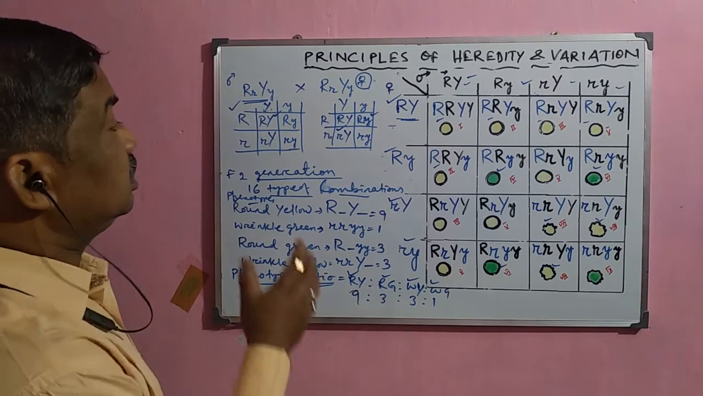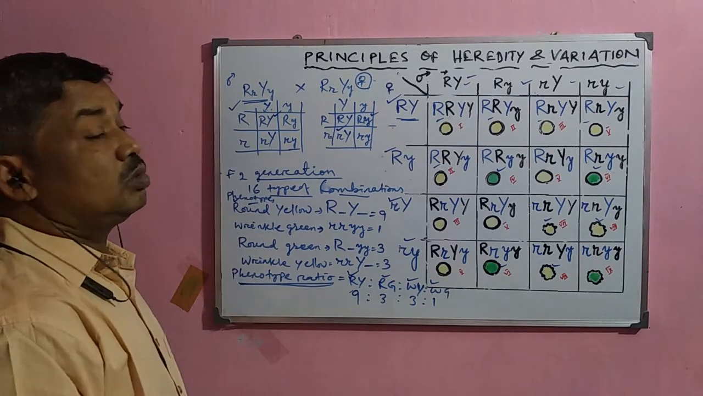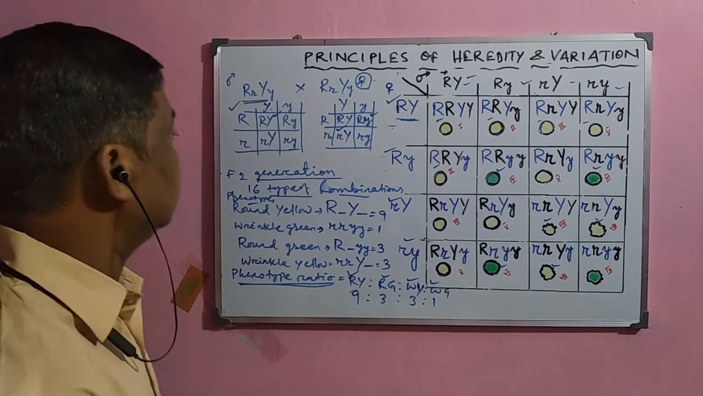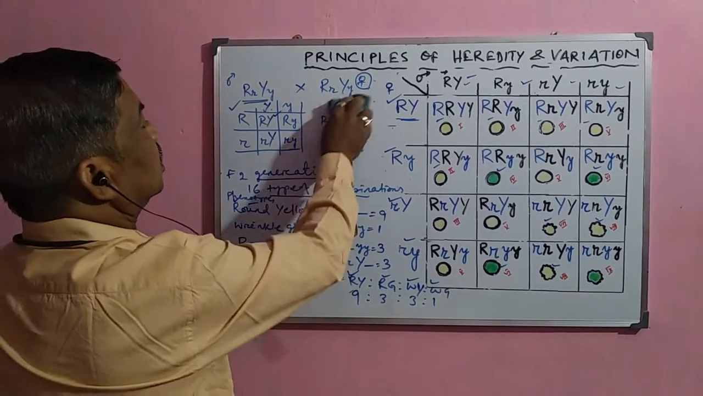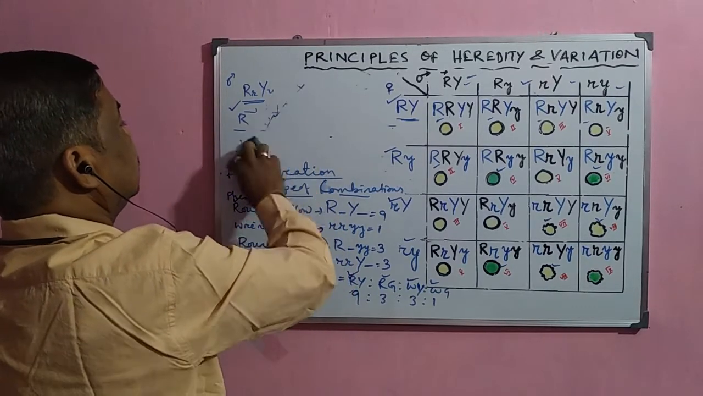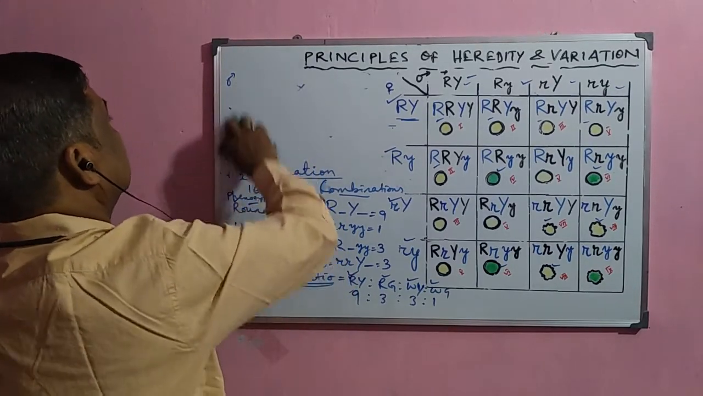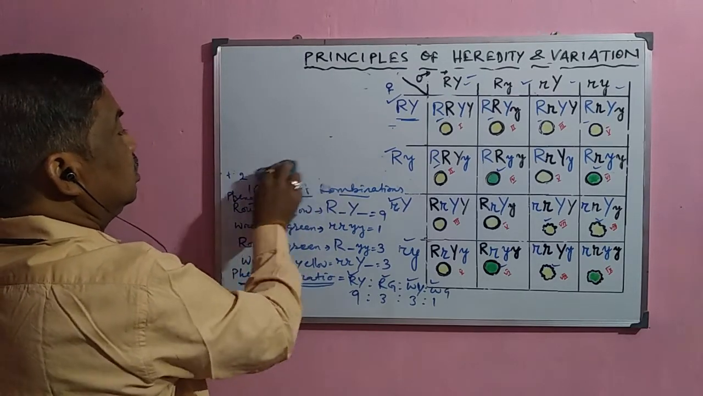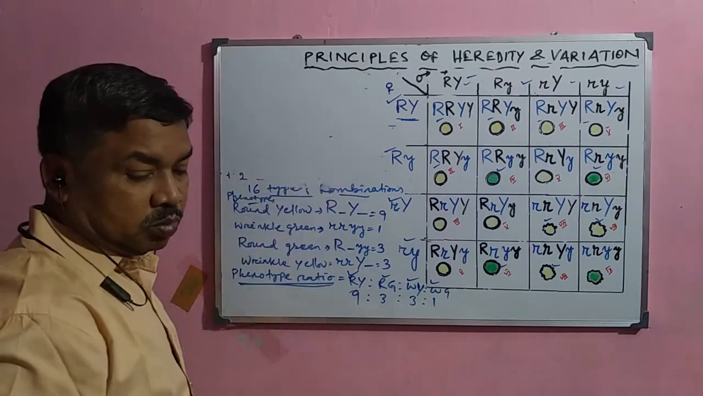But the genotype ratio is quite different, because there are 9 different types of genotypes normally observed here. But in class 12, students are normally expected to learn about the phenotype and the genotype ratio. Actually, it is more complicated.